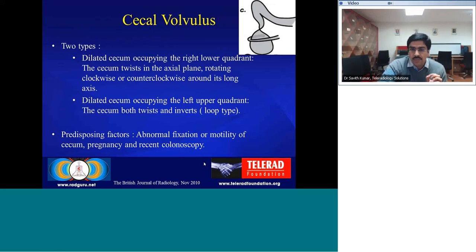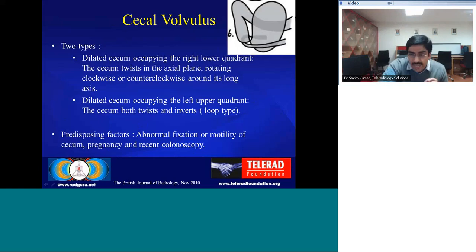In one type, the dilated cecum is occupying the right lower quadrant. So this is an illustration. Here what we see is the cecum twists in the axial plane, rotating clockwise or anticlockwise along the long axis of the bowel. So there is a twisting of the cecum along its long axis, and it occupies the right lower quadrant.